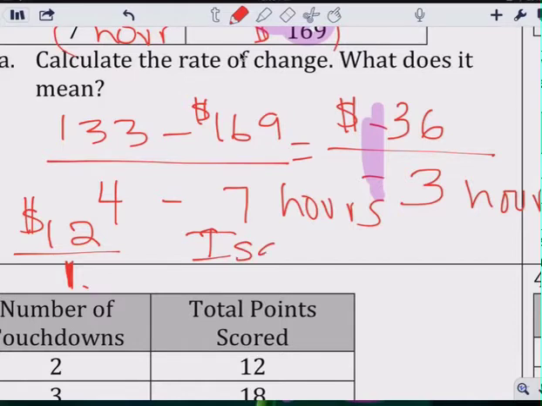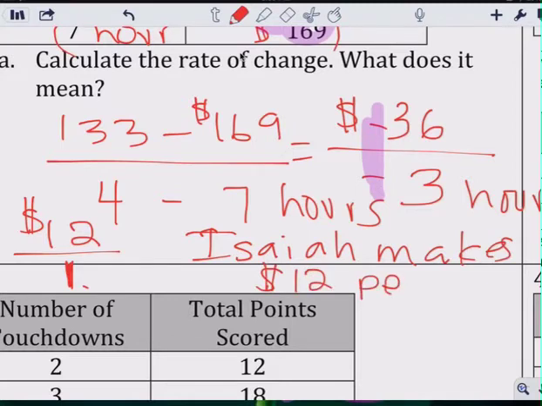Isaiah makes $12 per hour, or $12 for every hour, whichever way you see it.